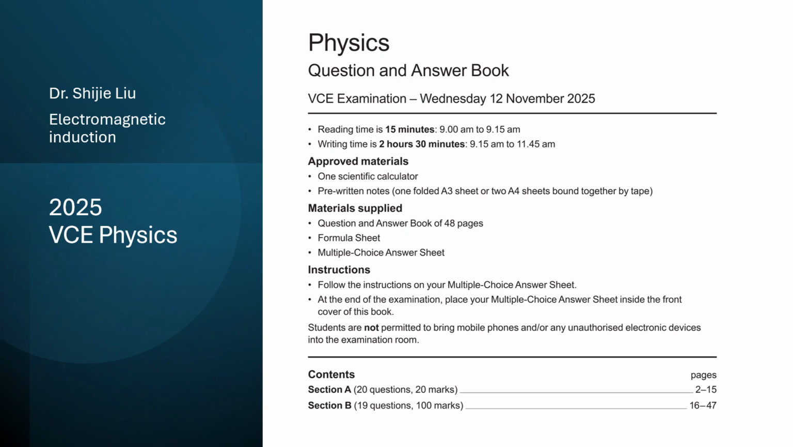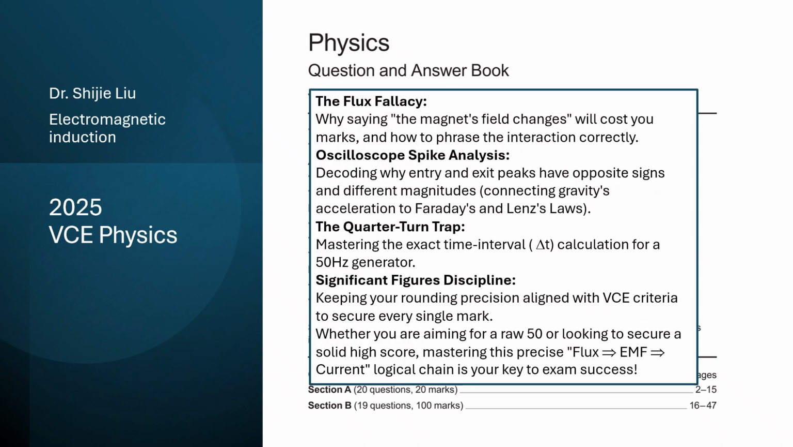In this VCE Physics exam, more than 1/4 of all students scored 0 marks on a seemingly simple question about a magnet dropping through a solenoid. It wasn't because they didn't know the physics, it was because they used vague wording like "the field changes." Today, I'm going to show you the exact marking triggers the examiners look for so you never leave easy marks on the table.